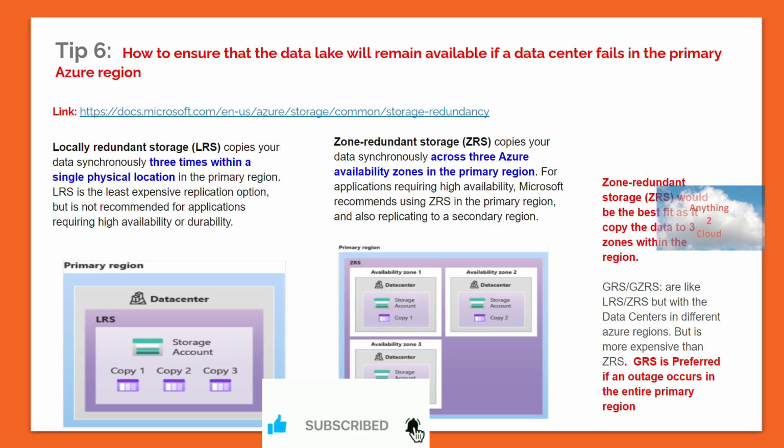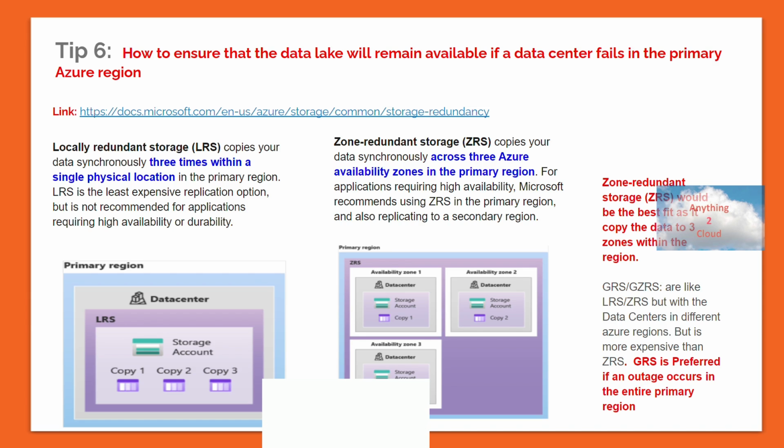And so if you want to ensure the data lake remains available if a data center fails in a particular region: in this case, if a data center fails when you use LRS, the entire data will be unavailable. But if you use ZRS, even if one data center goes down, you can still get the data from the other data centers. So in this option, ZRS is the best fit, as it copies data to 3 zones within the region.